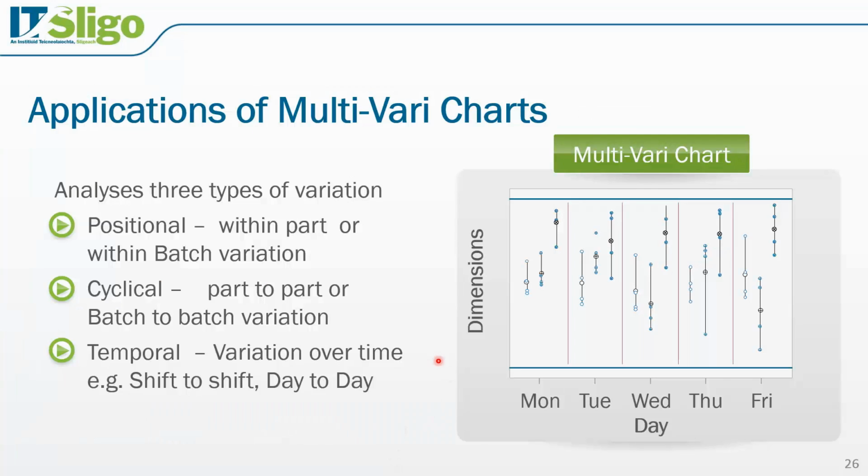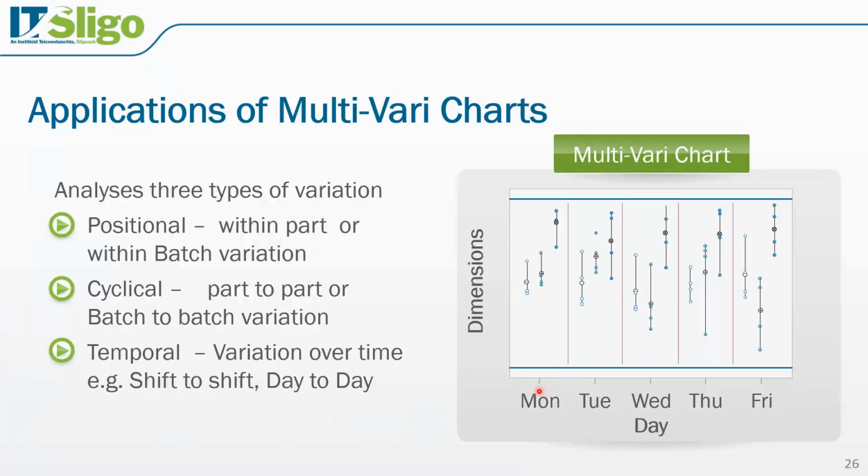Let's take an example of the multi-vari chart. The multi-vari chart is extremely useful for identifying the different types of variation that we can observe. There is positional variation, or within-part variation. There is also part-to-part variation, and there is also variation over time, or temporal variation. Here we see some examples.